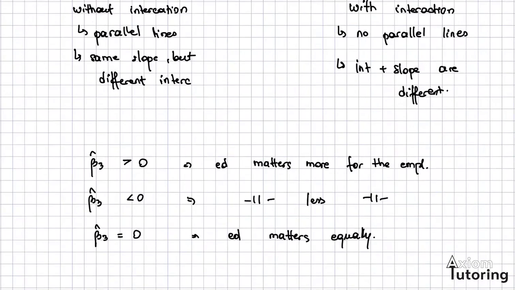So in a dummy times continuous interaction, beta 3 is measuring how the slope of x differs across the groups. In the next video, we'll derive this formally and compute the marginal effect step by step.